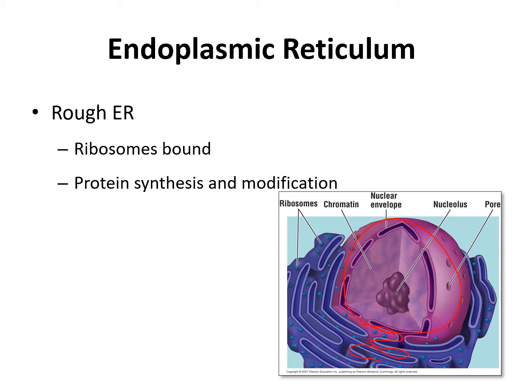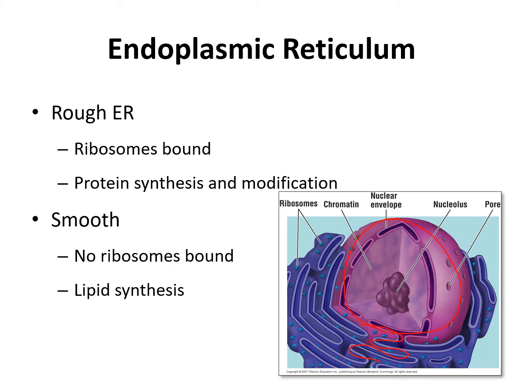The other type of ER is called the smooth ER, and it's called the smooth ER because it does not have ribosomes bound to it. Instead, it has a lot of enzymes embedded in it, which are responsible for lipid synthesis, making lipids. And some of those enzymes are also involved in drug detoxification.